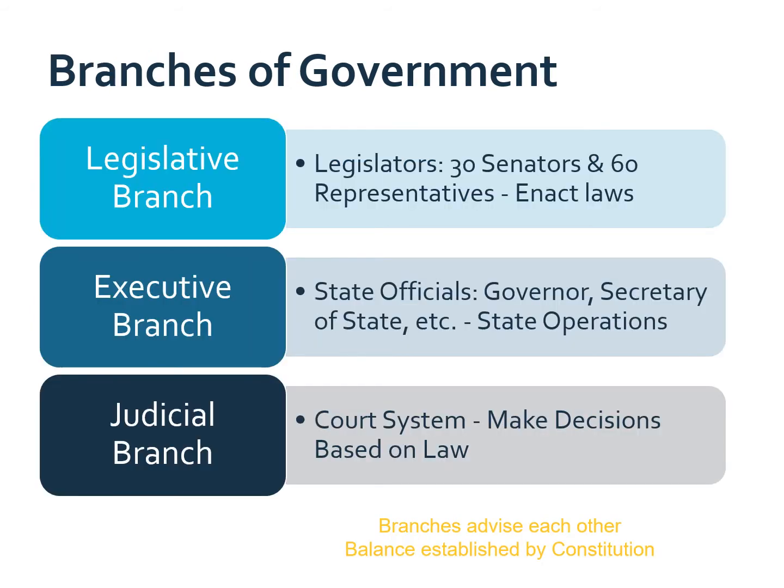We have three branches of government. The legislative branch, which this training is really focused on, and the legislative branch, or our legislators, enact the laws of our state. We also have the executive branch, which are the employees of the state who operate and run the state. These are state officials, the governor, the secretary of state, the state treasurer, and so on. And we also have the judicial branch, which is the court system and makes decisions based on the law. Each of these branches advise each other, and there is a balance between these branches established by our Constitution.